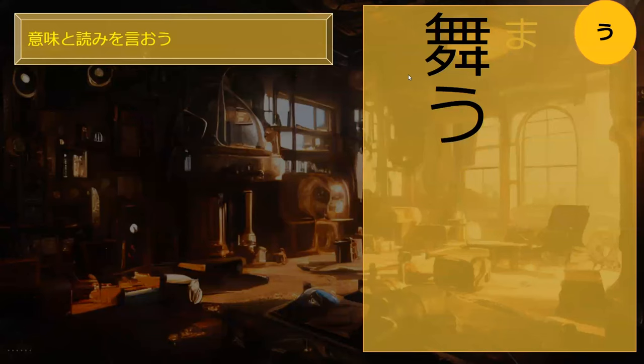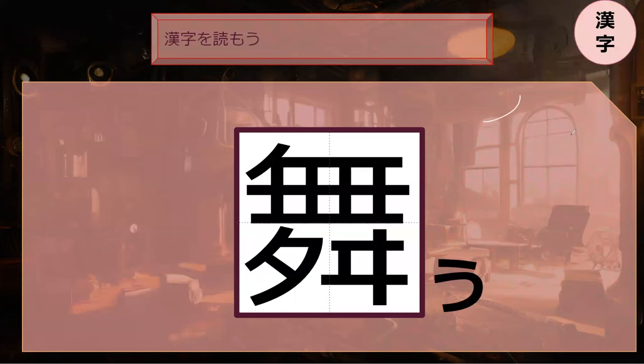Do you know what mau means? This is fluttery, yeah, dance. Perfect. Yep, it is a fluttery dance. And this is what the kanji looks like. How do you read this kanji? Mau. Perfect. Can you read this sentence from our past?